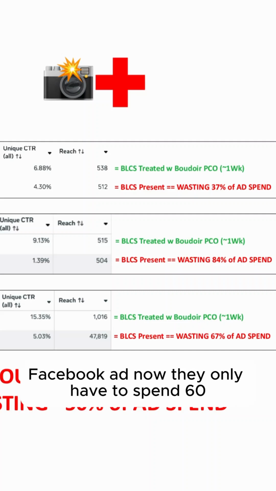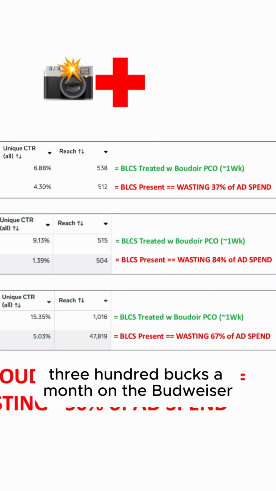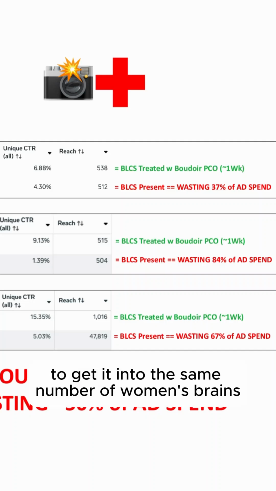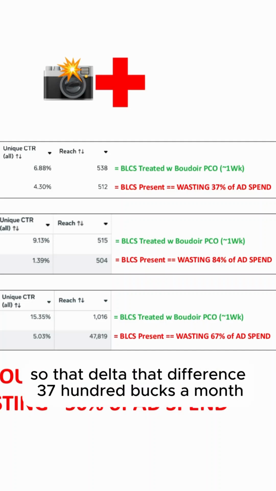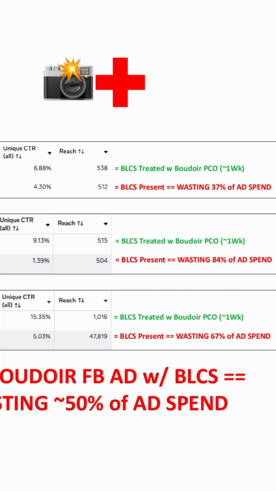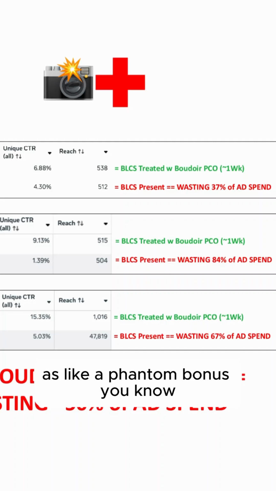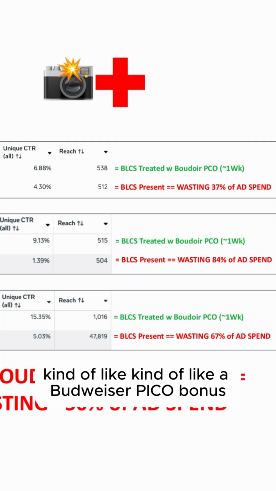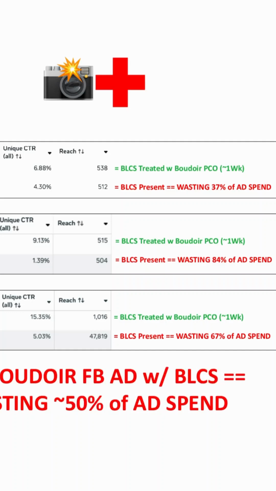Now they only have to spend $6,300 a month on the Boudoir Pico treated ad to get it into the same number of women's brains. So that delta, that difference, $3,700 a month, they can just pocket as a phantom bonus. They no longer have to spend that on ads anymore, kind of like a Boudoir Pico bonus.